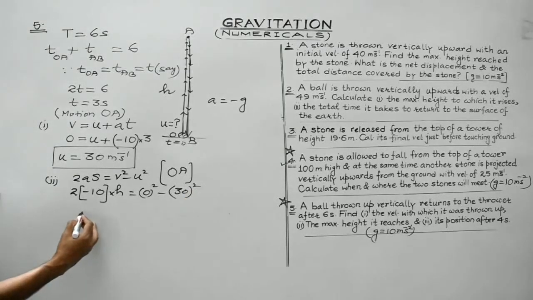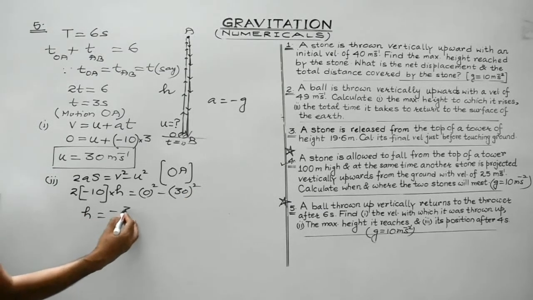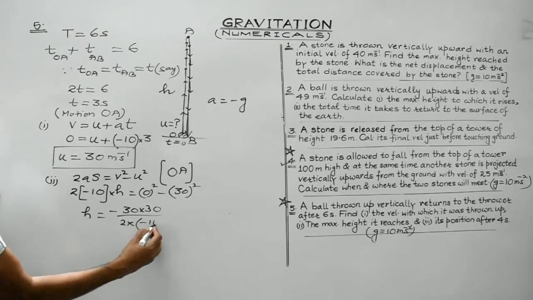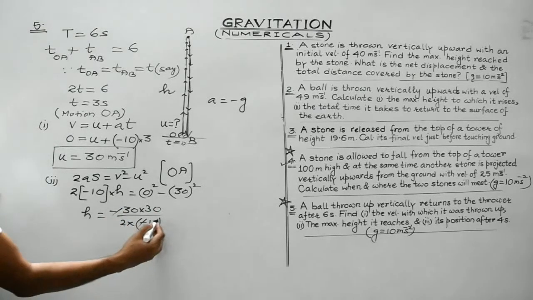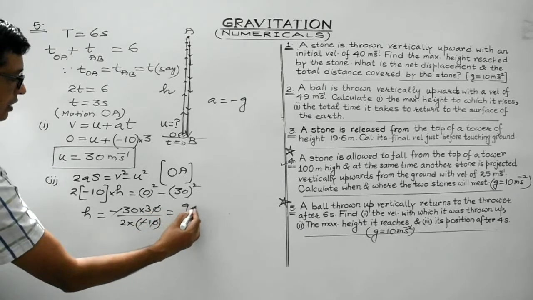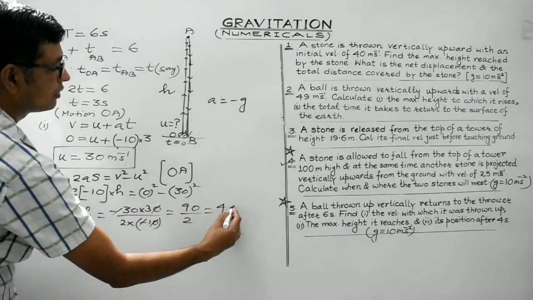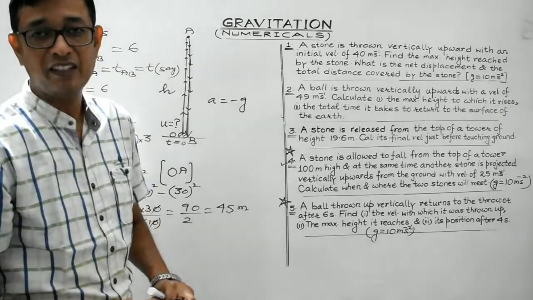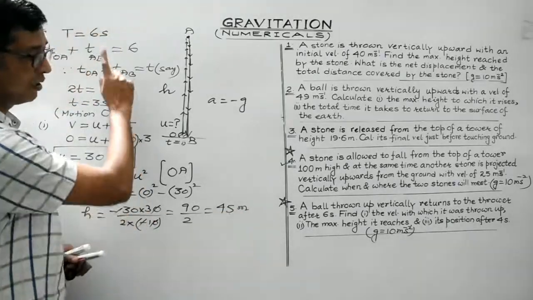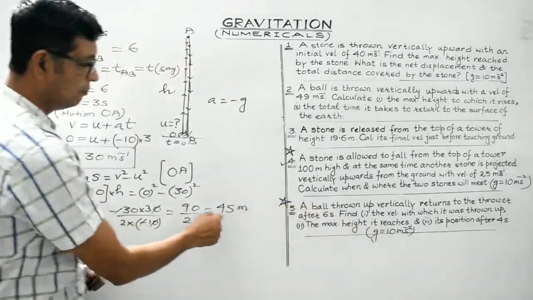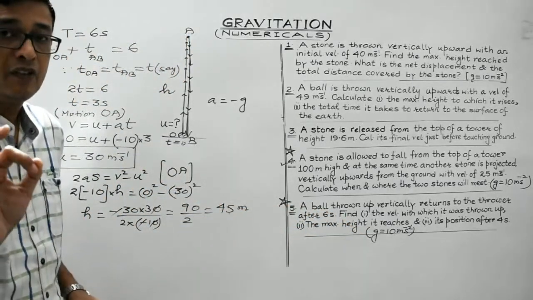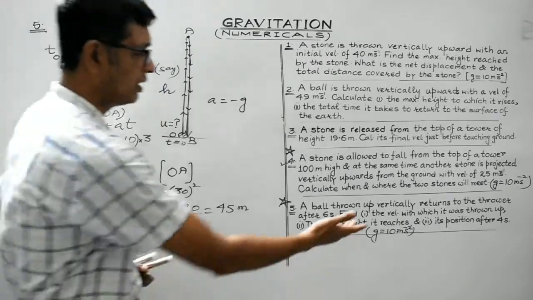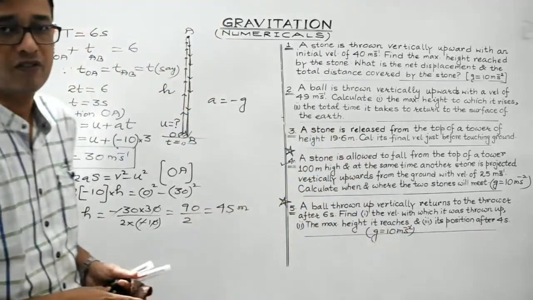So what you get is h equal to minus 30 square, 30 into 30, divided by 2 into minus 10. Minus minus get cancelled. So we get 90 by 2, that is 45 meters. So students, maximum height attained by the body would be 45 meters. And here we have considered the value of small g to be 10 meter per second square. We have assumed that this is the value which is given in the question, right?